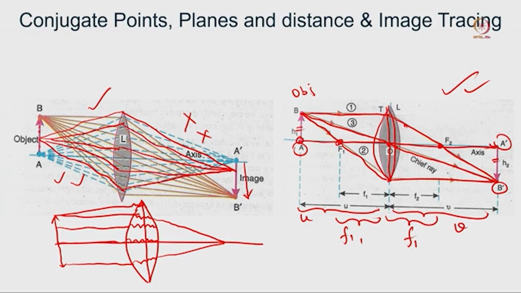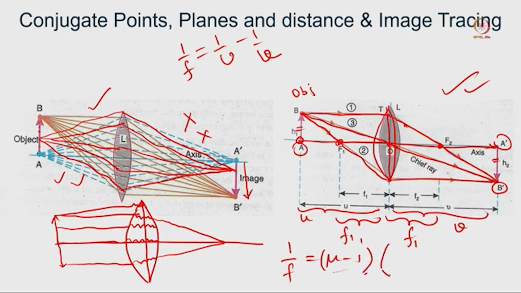So how do we determine the focal length? We can determine the focal length by 1 by f equals 1 by v minus 1 by u. Okay. There is another very common formula, we should use it if required: 1 by f equals (mu minus 1) multiplied by (1 by r1 minus 1 by r2).